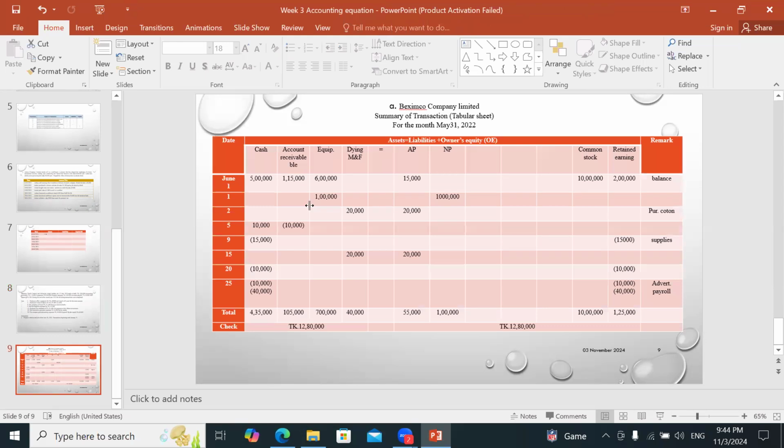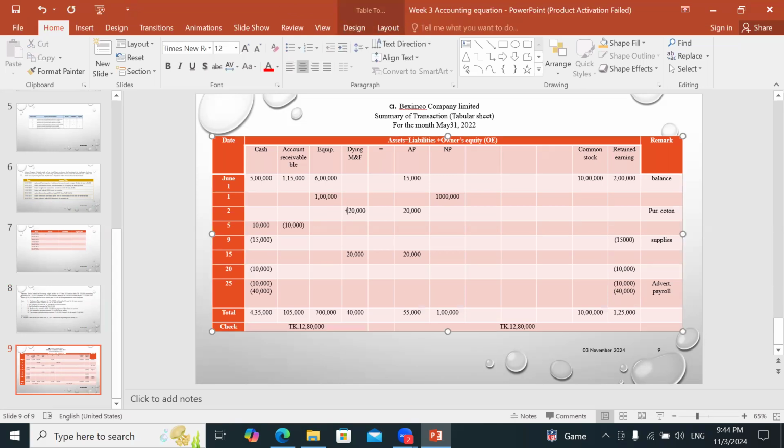Dyeing and manufacturing fabrics are the same. 20,000 increase, plus or not. Of course, if it is minus you put the minus sign, but for plus there is no need to put the sign. And the accounts payable, 20,000 increase.